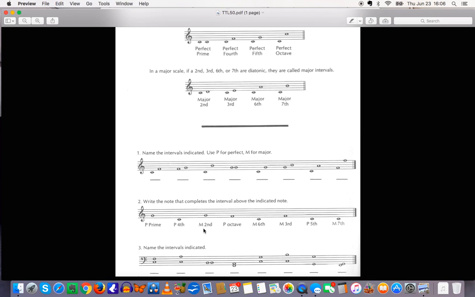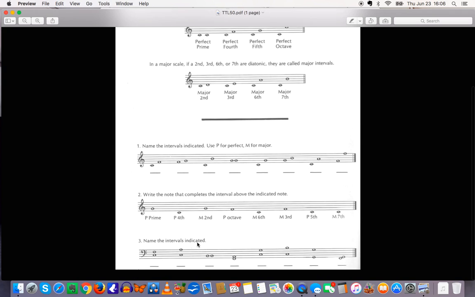Here we have a major second, so G, and you're going to write in a note above it. Remember, one note to the next note, that is a major second. So go ahead and write that in.